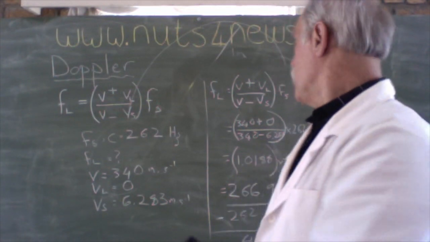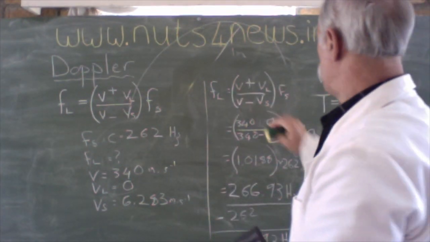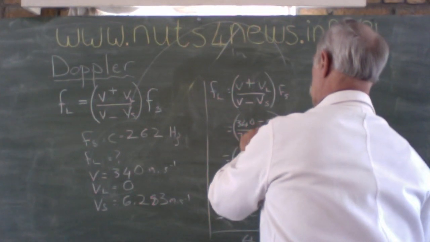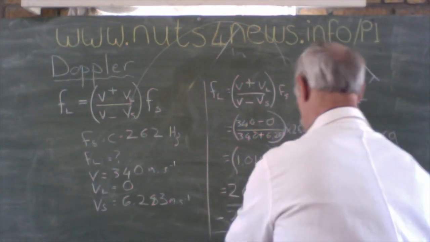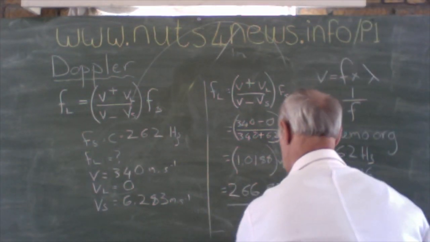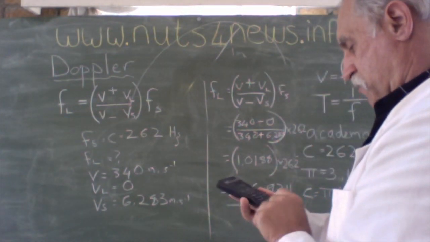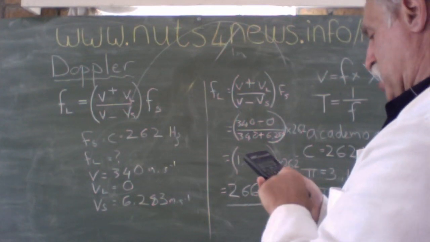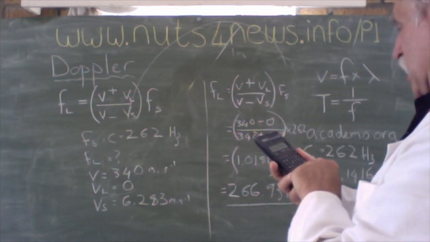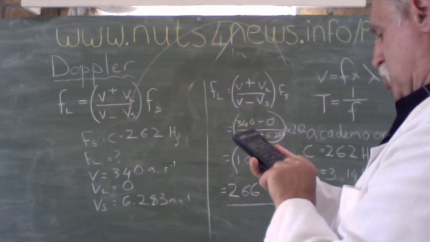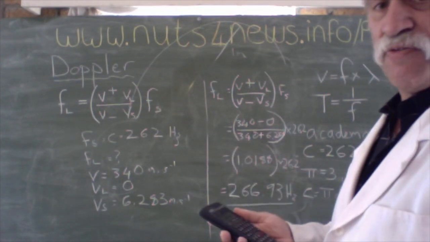When it's going away, all of this will be the same. Let's just leave those values in, change that to minus and plus, and let's just work that out to see what the answer would be. When it was towards us, what would it be when it's away from us? So it's 340 divided by, open brackets, 340 plus 6.283, close brackets.